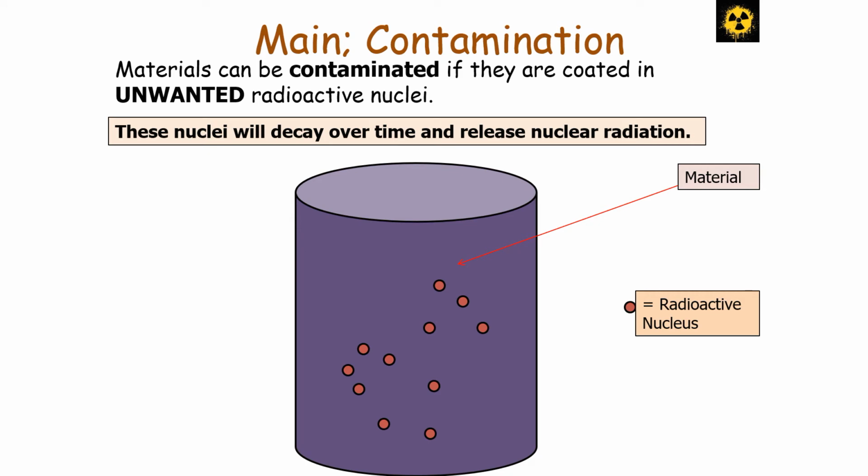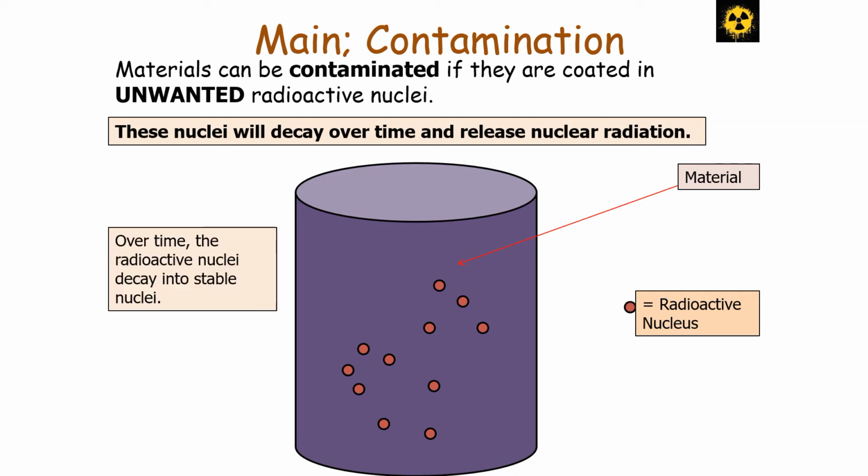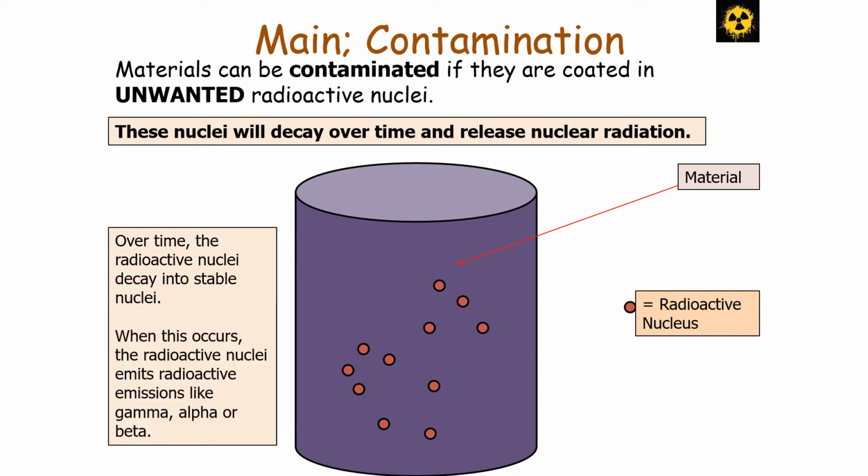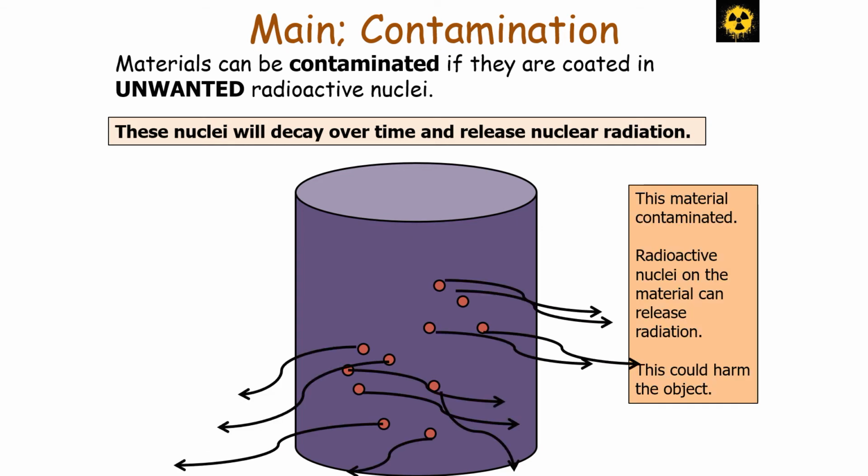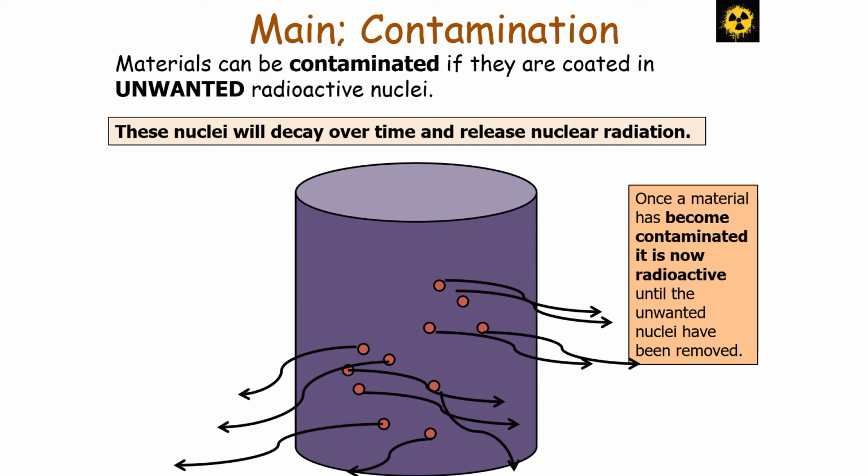Now, materials can also be contaminated if they're coated in unwanted radioactive nuclei. Now, these nuclei will decay over time and release nuclear radiation. So over time, these radioactive nuclei decay into stable nuclei. When this occurs, the radioactive nuclei emit radioactive emissions like gamma, alpha, or beta. So we know that in this example, this material is contaminated, so the radioactive nuclei on the material can release radiation, which could harm the object. Now, once a material has become contaminated, it is now radioactive until the unwanted nuclei have been removed.